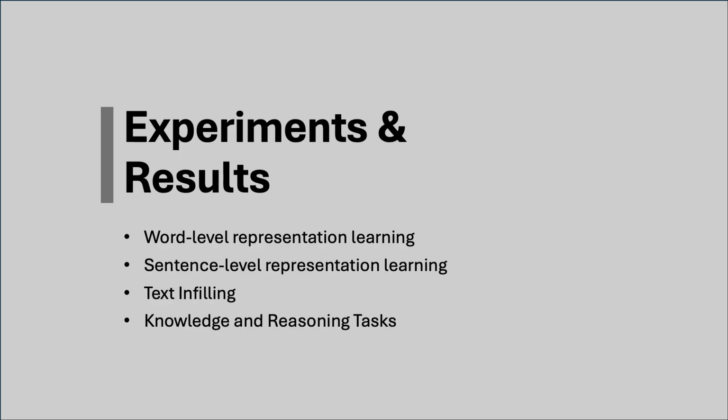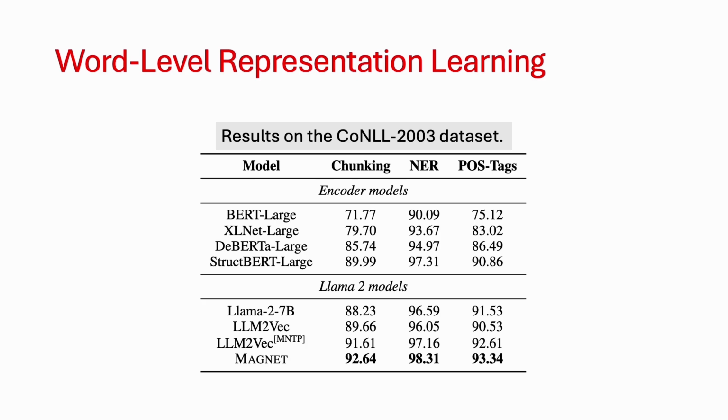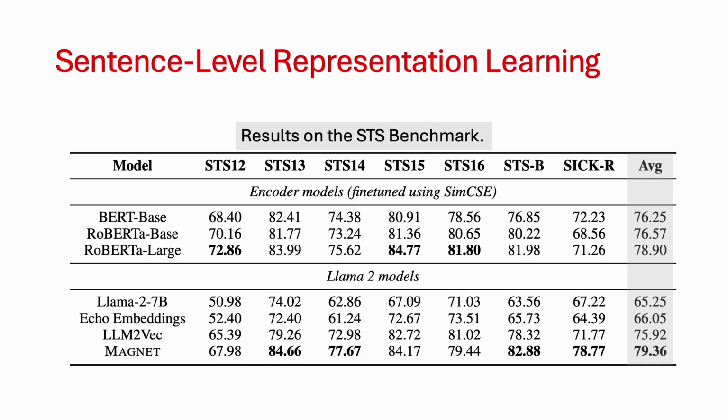Next, we present a comparative analysis of Magnet on these tasks. For all the discussed experiments, we use Llama 2 7B as the base model. To test word-level representation learning, we evaluate on three tasks: chunking, named entity recognition, and part-of-speech tagging. We find that Magnet outperforms prior methods like LLM2Vec that adapt LLMs for representation learning. Furthermore, Magnet-adapted Llama 2 also outperforms state-of-the-art encoder models like StructBERT Large.